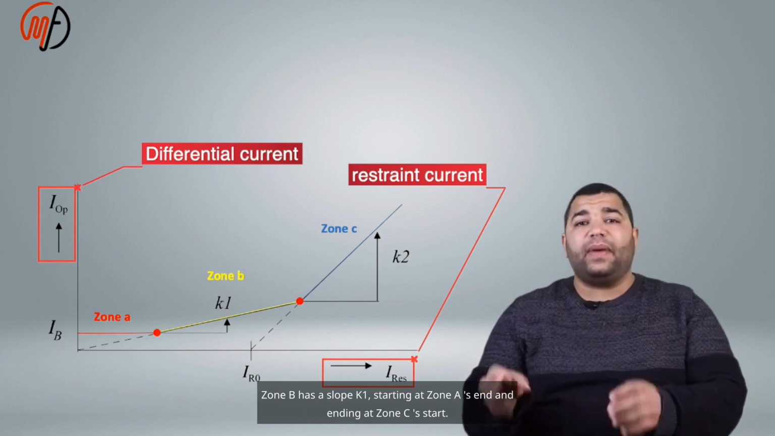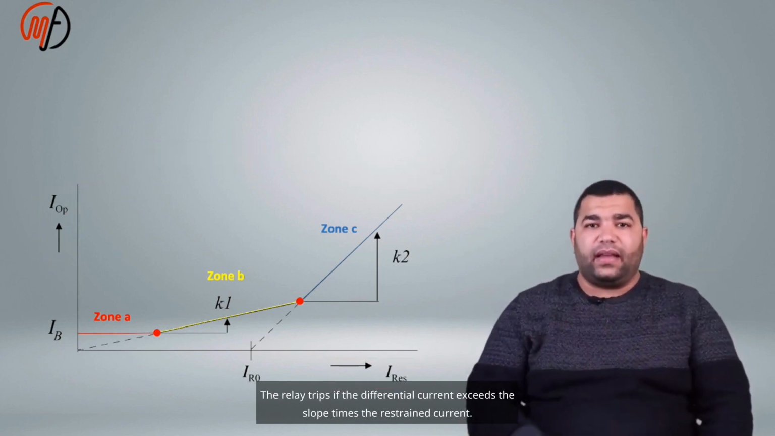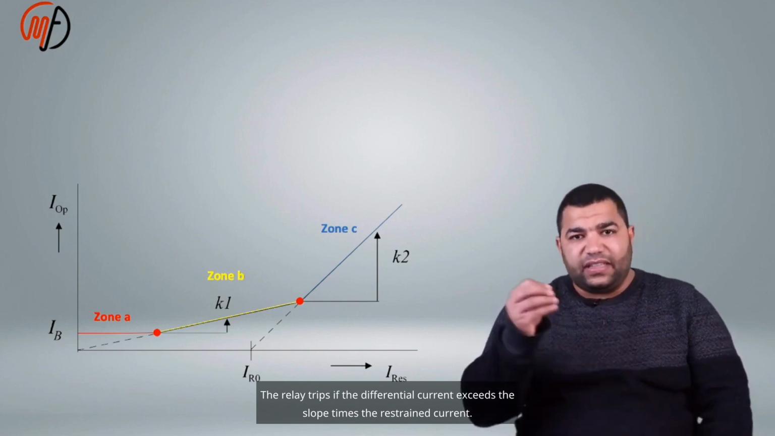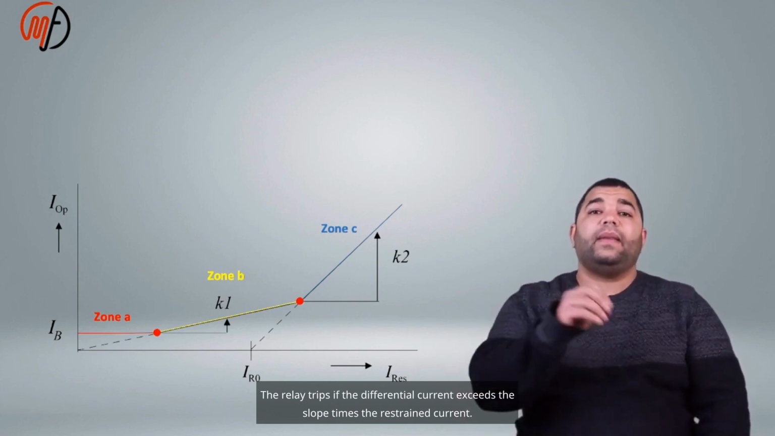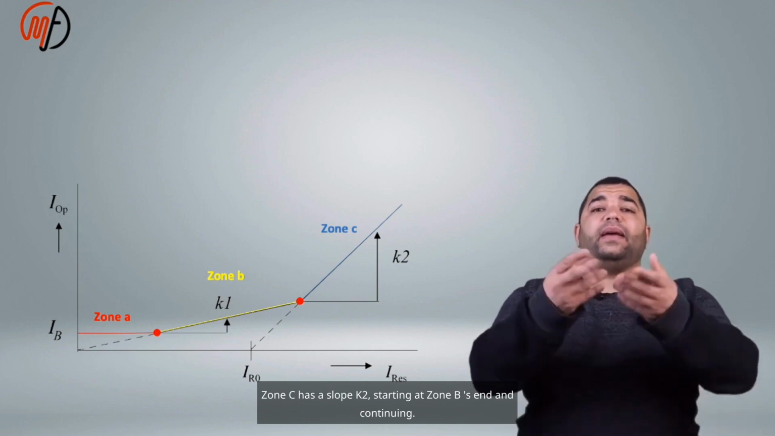Zone B has a slope K1 starting at Zone A's end and ending at Zone C's start. The relay trips if the differential current exceeds the slope times the restrained current. Zone C has a slope K2 starting at Zone B's end and continuing.